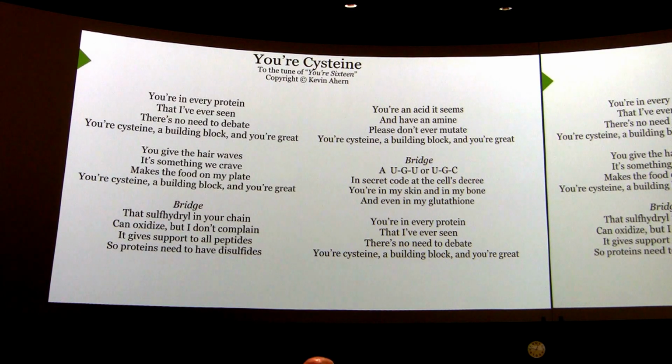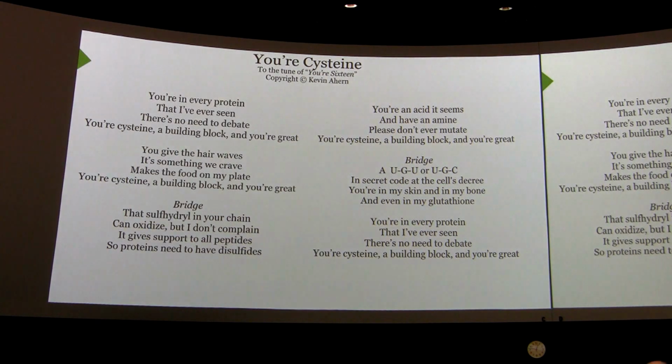A UGU or UGC, it's secret code at the cell's decree. You're in my skin and in my bone and even in my glutathione. You're in every protein that I've ever seen. There's no need to debate. You're cysteine, a building block, and it's Friday.